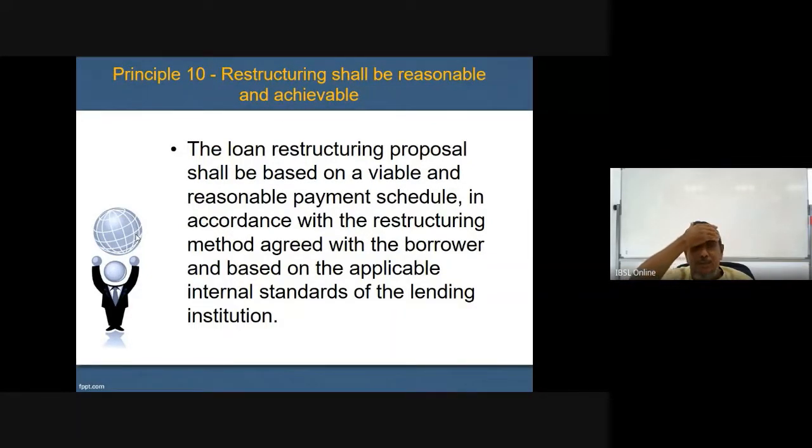Restructure shall be reasonable and achievable. The loan restructuring proposal shall be based on a viable and reasonable prepayment schedule, in accordance with the restructuring method agreed with the borrower and based on the applicable internal standards of the lending institutions. The restructure shall be reasonable and achievable, and the proposal should be viable. A restructuring proposal has to be prepared and developed by both parties, who come to a conclusion and implement that restructuring program.